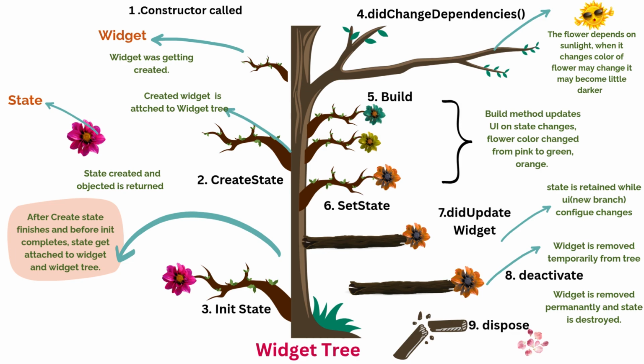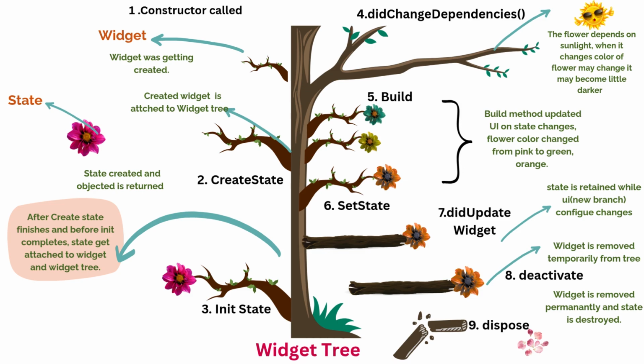If you see this example, this tree represents a widget tree and the red branches are representing widgets while this flower represents a state. When we consider a stateful widget, two classes are primarily used. One is the widget itself and the second is the state. So whenever we call a stateful widget, first the constructor gets called. That is where the widget is created. The stateful widget is nothing without a state, so the state has to be created.